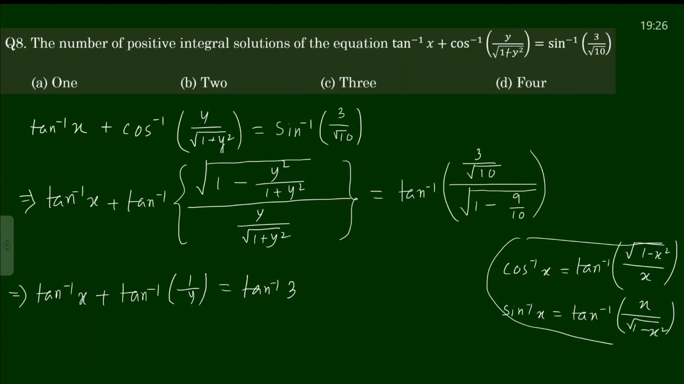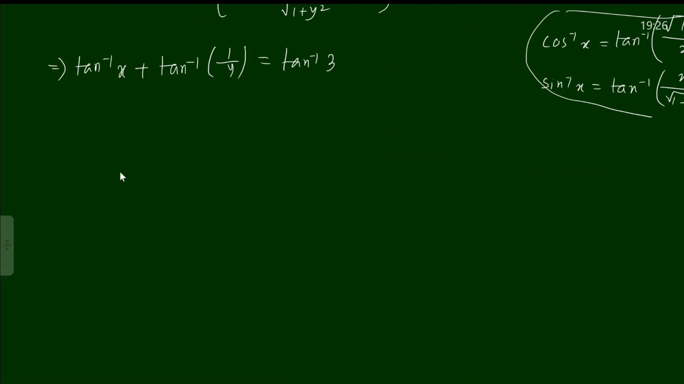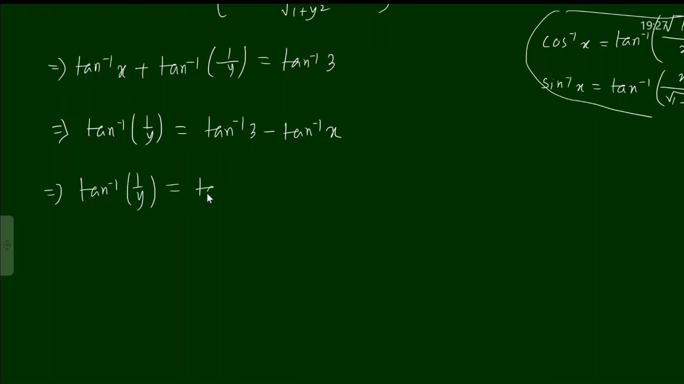Okay, so proceed. Okay, so from here you see, this implies tan inverse of this term is remaining the same. Tan inverse of 1 by y is remaining the same, and on the right side you can take tan inverse of 3 minus tan inverse of x. Tan inverse of x, this term is shifted to the right, and so this implies tan inverse of 1 by y is remaining the same here, is equal to, combine these two, simply tan inverse of 3 minus x divided by 1 plus 3x only.